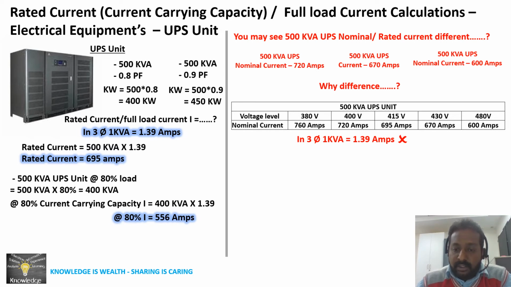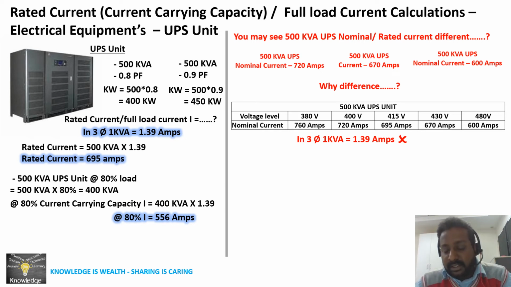So the OEM will usually give a technical specification with different columns and different voltage ratings, and they will give the nominal current. If the voltage is 380 volts, the UPS will work with 760 amperes. If the voltage level is around 400, we can load up to 720 amperes. If the voltage level is 415, 695 amperes. If the voltage level is 430, then 670 amperes. Like that, they will give different columns and update them.